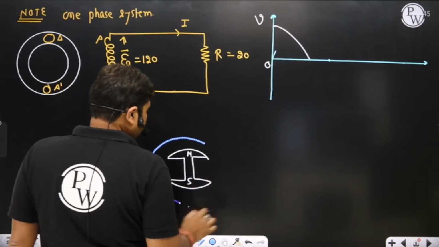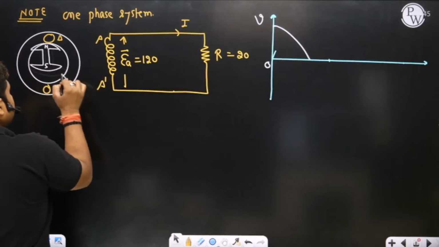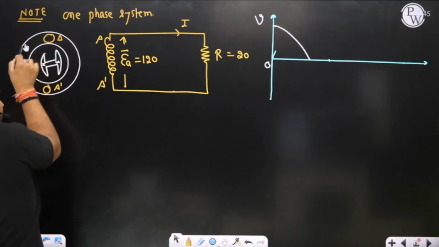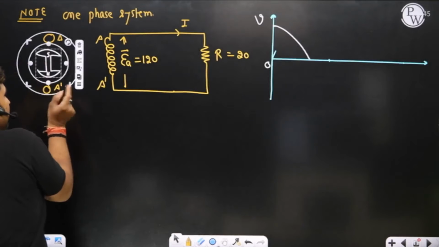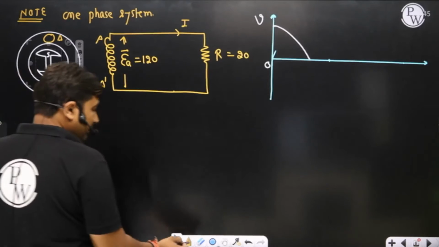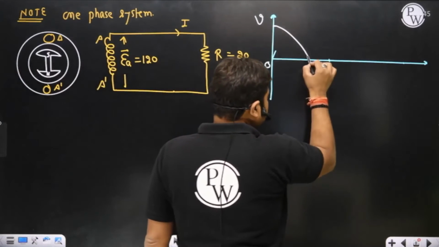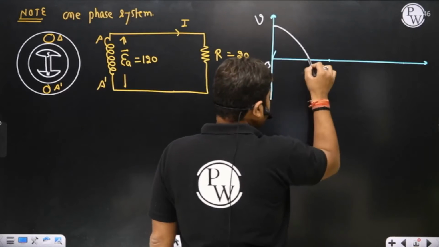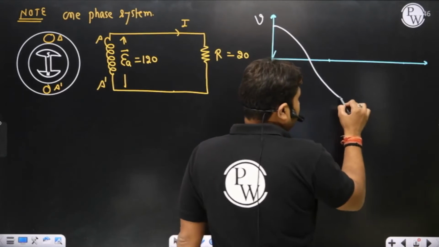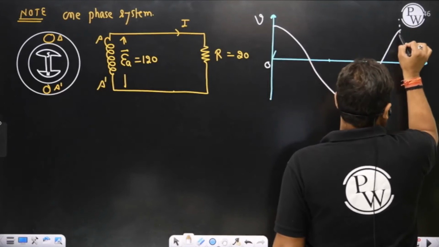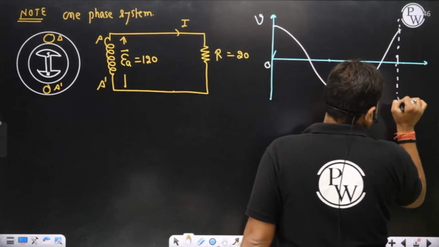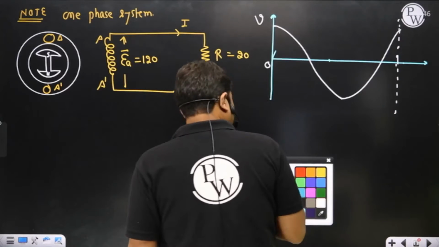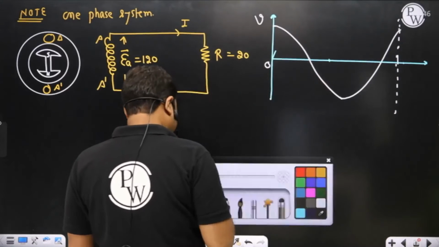After 180 degrees of rotation, it will reach here. Now the induced EMF across A dash is again maximum, but the polarity is reversed. So after 180 degrees, you can say polarity is reversed. Is it okay? Then again, same. So one can easily represent the induced EMF in a single phase machine. So we have an induced EMF in a single phase.